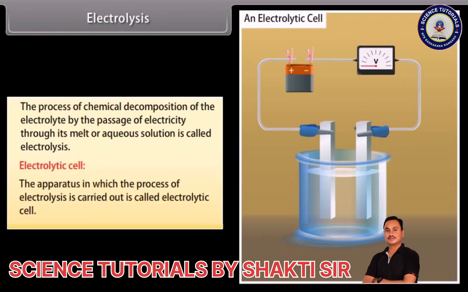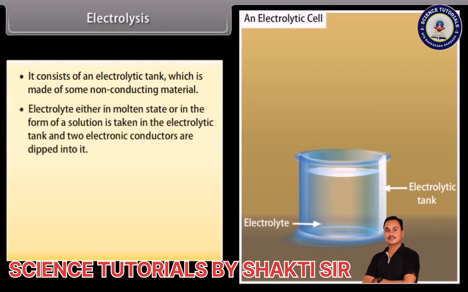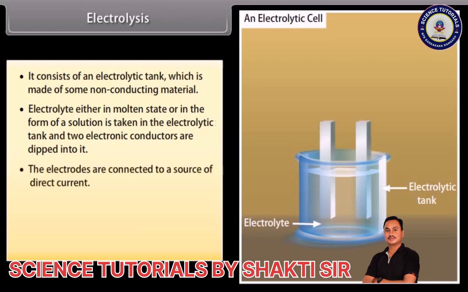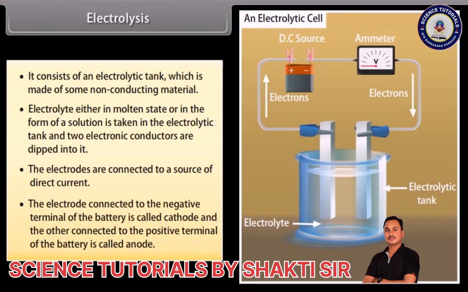The apparatus in which the process of electrolysis is carried out is called electrolytic cell. It consists of an electrolytic tank which is made of some non-conducting material. Electrolyte, either in molten state or in the form of a solution, is taken in the electrolytic tank and two electronic conductors are dipped into it. The electrodes are connected to a source of direct current. The electrode connected to the negative terminal of the battery is called cathode, and the other connected to the positive terminal of the battery is called anode.